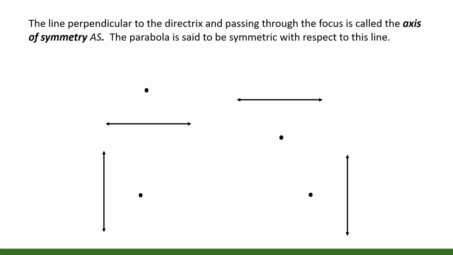The line perpendicular to the directrix and passing through the focus is called the axis of symmetry, AS. The parabola is said to be symmetric with respect to this line. When you say symmetric, ito yung having corresponding points whose connecting lines are bisected by a given point. Ibig sabihin, yung axis of symmetry, siya yung maghahati sa parabola. Nasaan yung axis of symmetry? Ito, yung kulay pula. At sabi natin, pwede natin itong i-denote as AS. Okay?